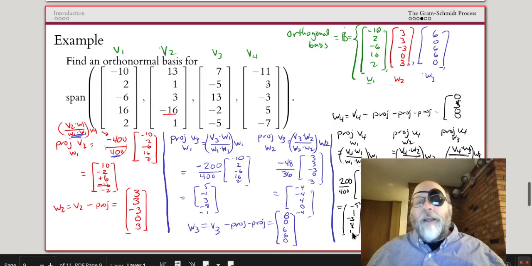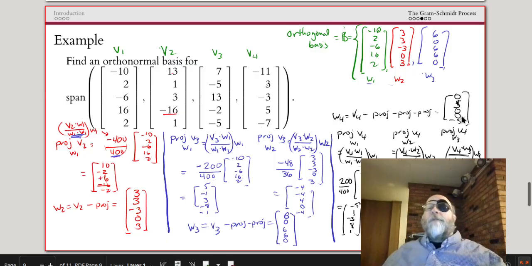And then finally, negative 7 minus 1 is negative 8. Negative 8 minus negative 3 is negative 5. Negative 5 minus 0 is negative 5. And so that is our fourth vector: 0, 5, 0, 0, negative 5.